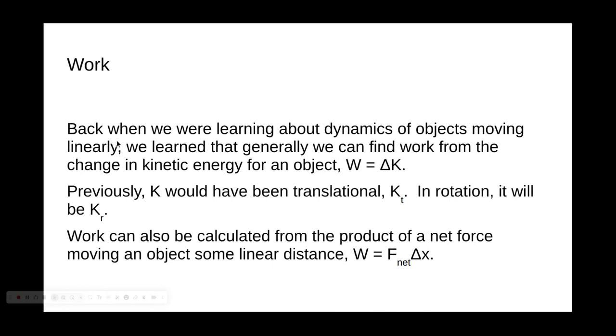Back when we were learning about the dynamics of objects that are moving linearly, we learned that generally what we're looking at is that work is any change in kinetic energy. So previously, that kinetic energy would have been translational. We might designate it as K sub T. Now we're looking at it rotationally, so we're going to designate it K sub R. So work done in a rotational sense is going to equal the change in rotational kinetic energy.